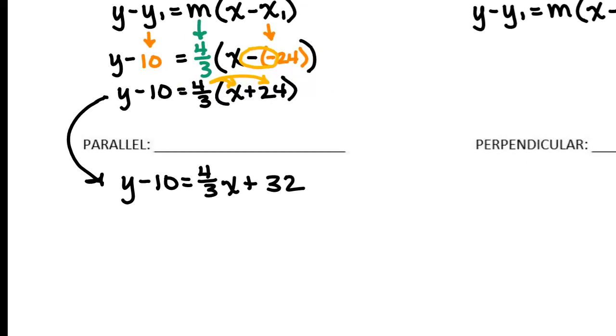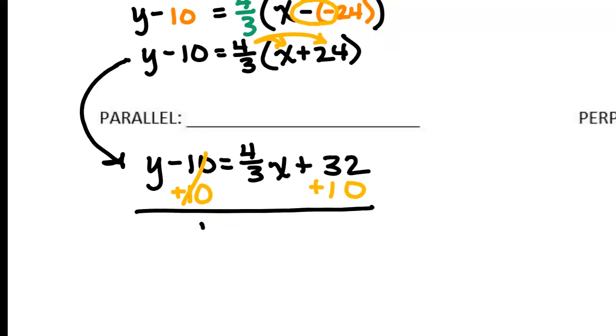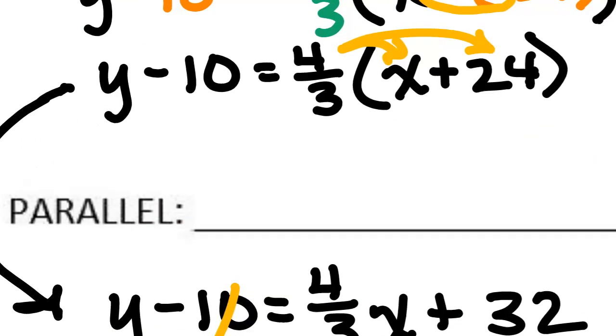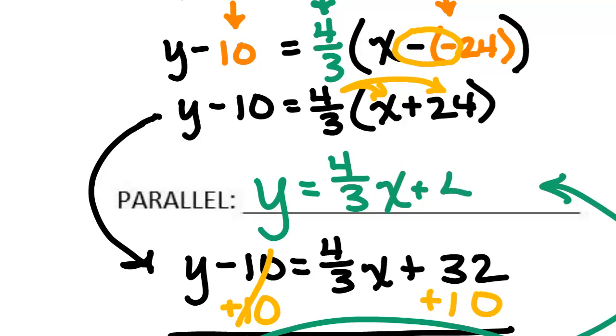Almost in slope-intercept form. What do we still need to do? Add 10 on both sides, yes. So I would have y equals 4 over 3x plus 42. That is the equation in slope-intercept form for my parallel line. Y equals 4/3 x plus 42.